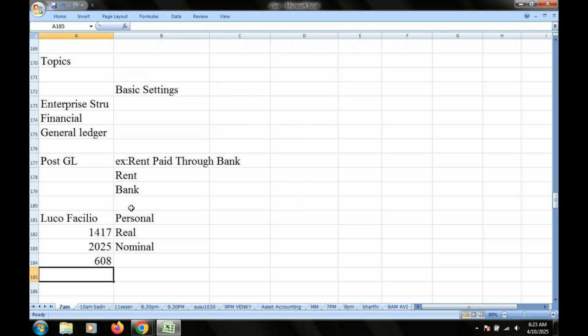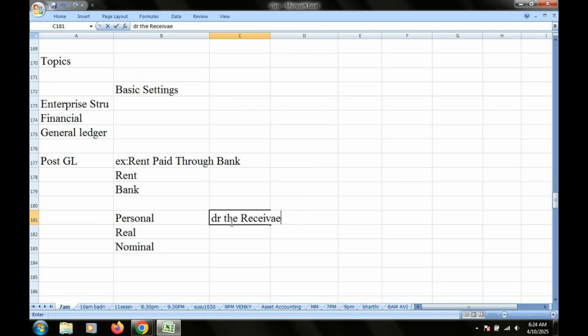We need to know which one is debit and which one is credit. Only then is it possible to make a balance sheet. So what is the personal account rule? Debit the receiver and credit the giver. Real account: debit what comes in, and credit what goes out. And nominal account: debit all expenses and losses, credit all incomes and gains. Got it.